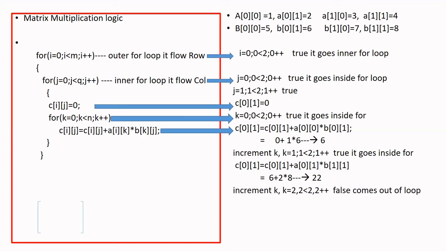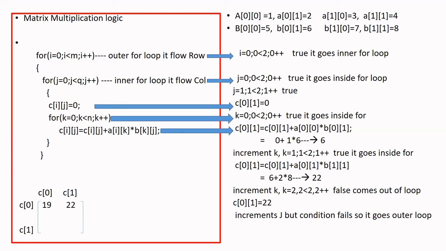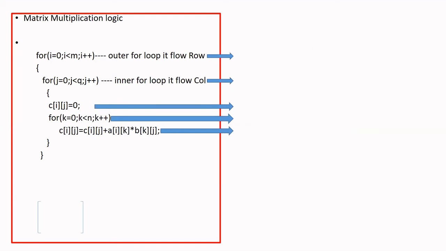Again, it will increment k value. Now the k condition fails because 2 is not less than 2. It will come out of that loop. Finally, C of 0 1 value will be 22, so 22 will be updated. Now j will get incremented again. If j value increments, 2 is not less than 2, that condition also fails. So finally, you will get 22.